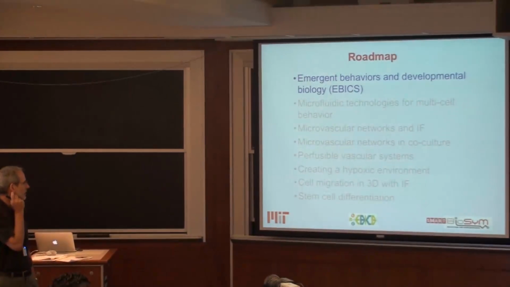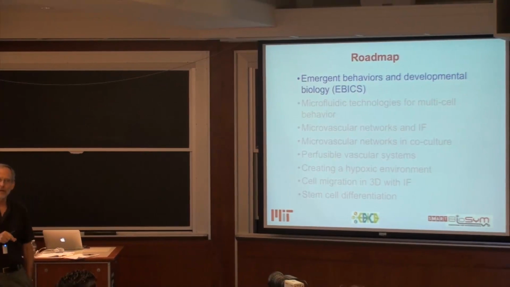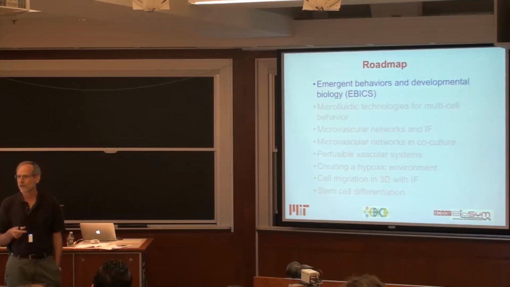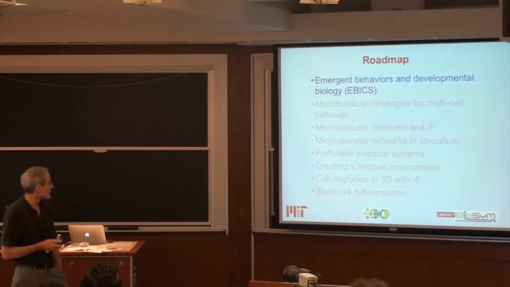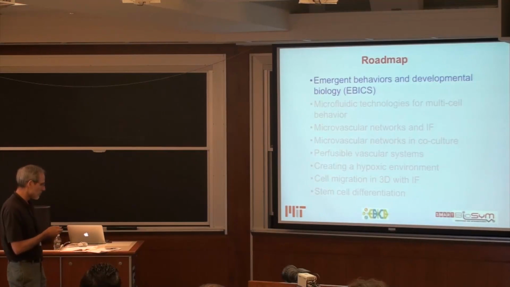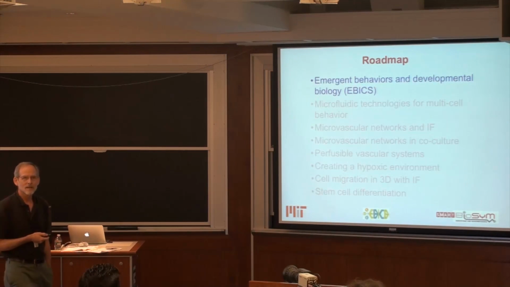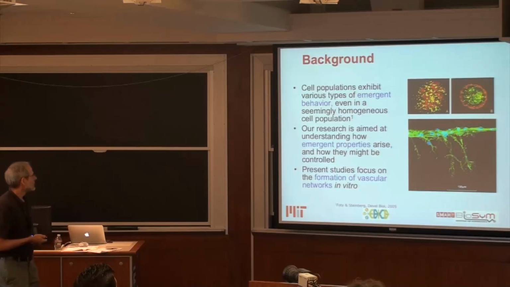on. I want to tell you a little bit more about that and how emergent behaviors in biological systems relate to developmental biology, because development really is all about emergent behaviors in biological systems. So this is an overall roadmap of what I'm going to go through. It's a little disjointed. I want to cover a number of different things, but I think there is a thread to it. So just starting out in terms of basic background, what are we interested in, EBICs?